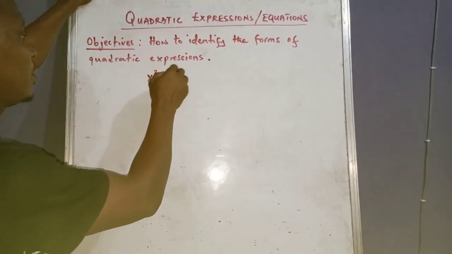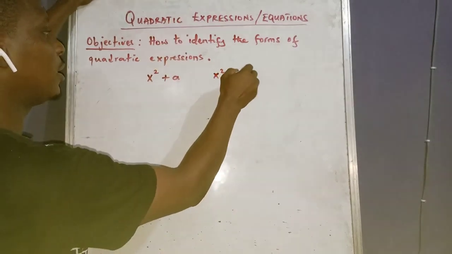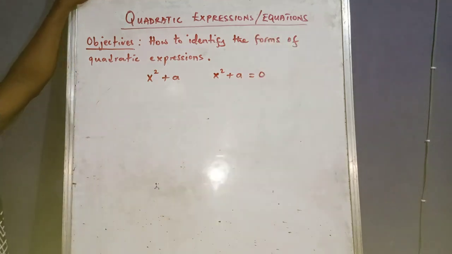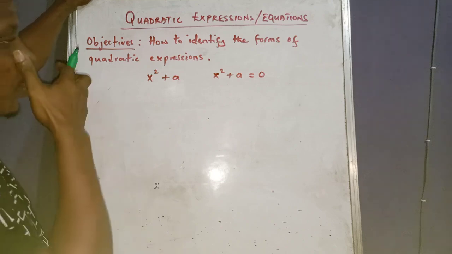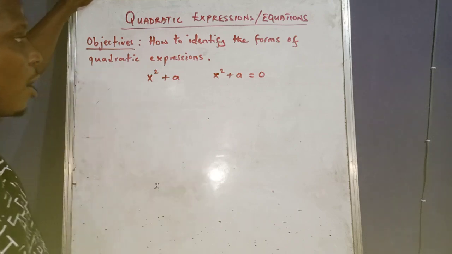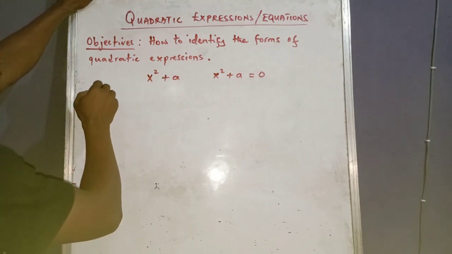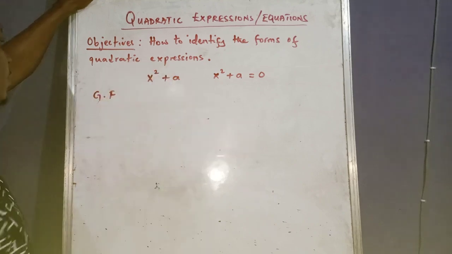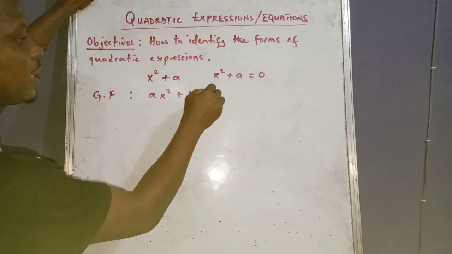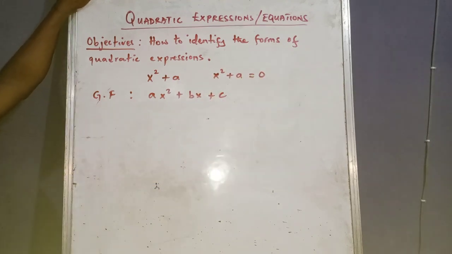For example, x squared plus a is a quadratic expression. If I have x squared plus a equals 0, that is a quadratic equation. So we can now write our quadratic equation in many forms. The form that we are all very familiar with is called the general form. The general form, let me just write as GF, is ax squared plus bx plus c.